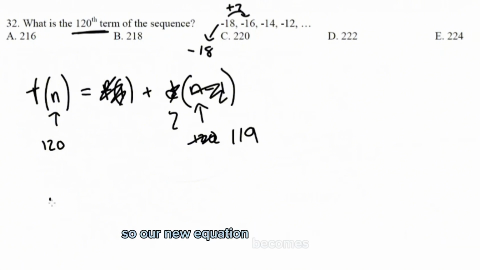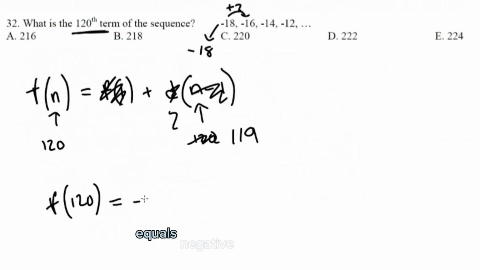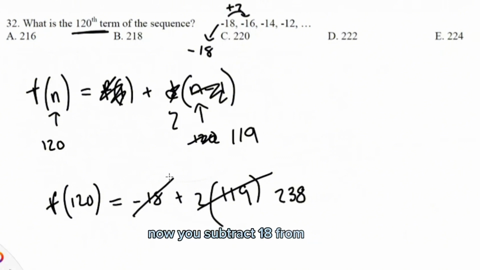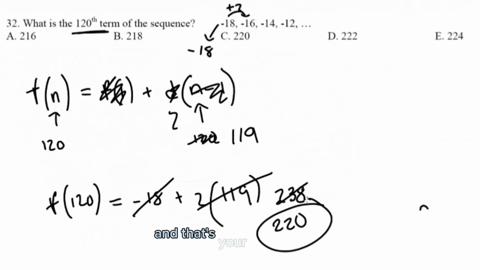So our new equation becomes f of 120 equals negative 18 plus 2 times 119. And now we just solve. First, 2 times 119 is 238. Now you subtract 18 from that, and that becomes 220. So the 120th term of the sequence is 220, and that's your answer.